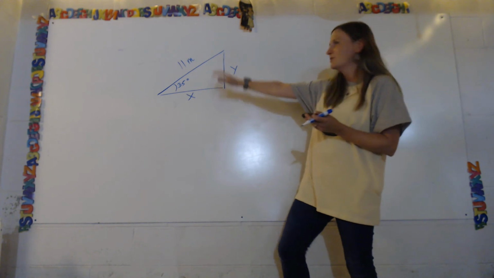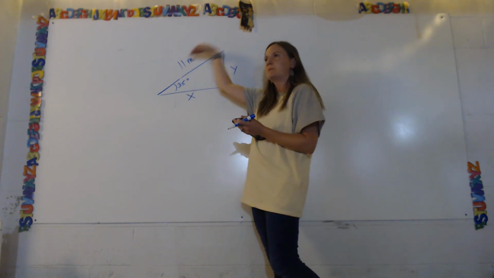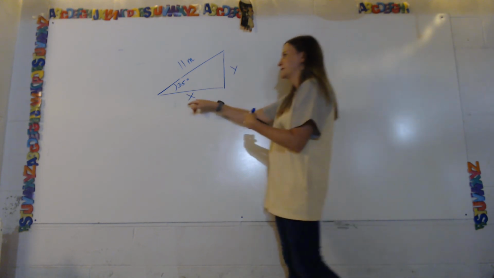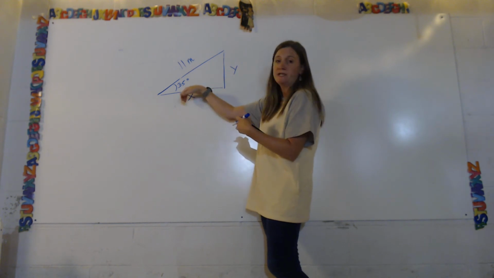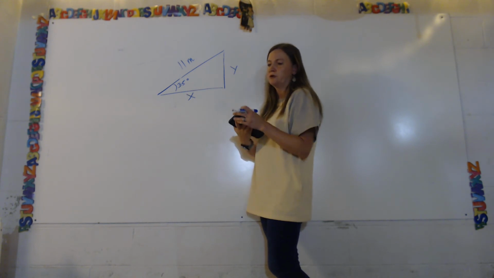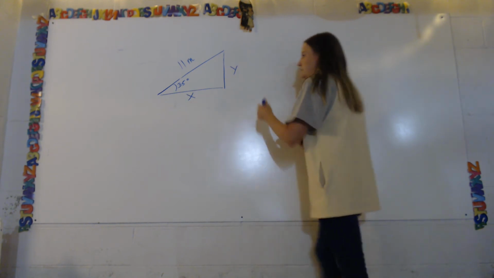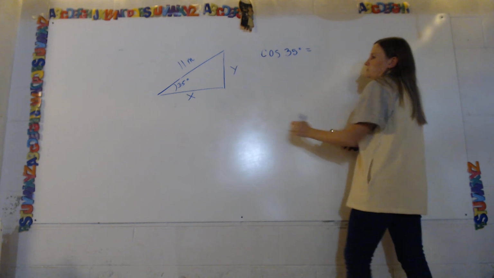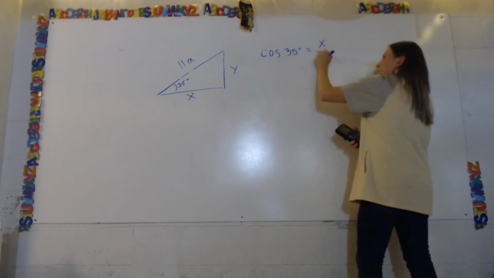Okay, back to my right triangle. I know an angle and I know one of the sides, the hypotenuse, and I want to find the missing sides. Let's start with X. I know this angle and I know the hypotenuse, and X is adjacent to the angle. If I think about sine, cosine, or tangent, I would choose the cosine because of the adjacent side. So the cosine of 35 degrees is equal to the side adjacent to it, X, divided by the hypotenuse, which is 11.